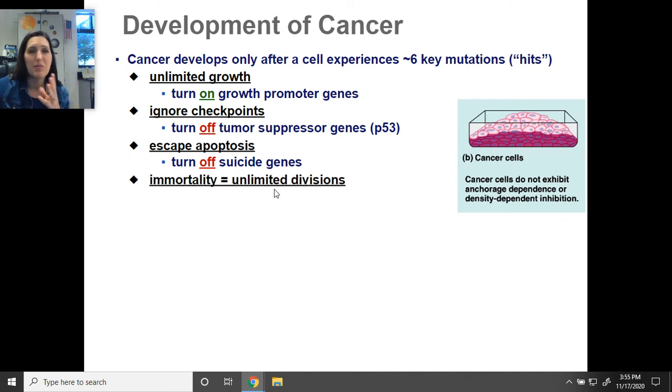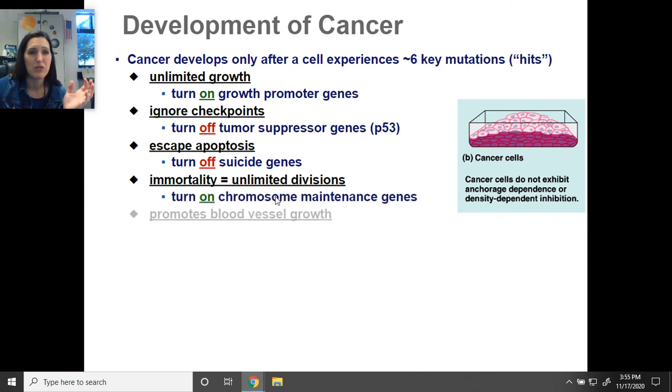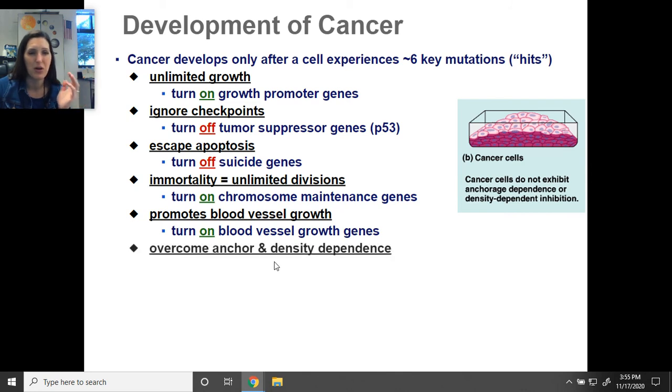Immortality. You have to have unlimited divisions where it just keeps going. So the maintenance gene has to be turned on. You have to promote blood vessel growth. So all this has to be turned on and you have to overcome anchorage and density dependence. So that has to be turned off so that you can keep going and growing even if you don't have enough nutrients. So that lets you know that in order to get a cancerous tumor, you have to be able to get all of these mutations right or wrong in order to get that cancer.